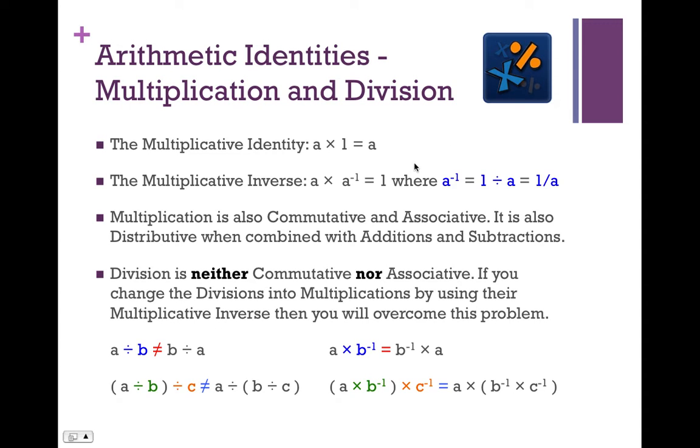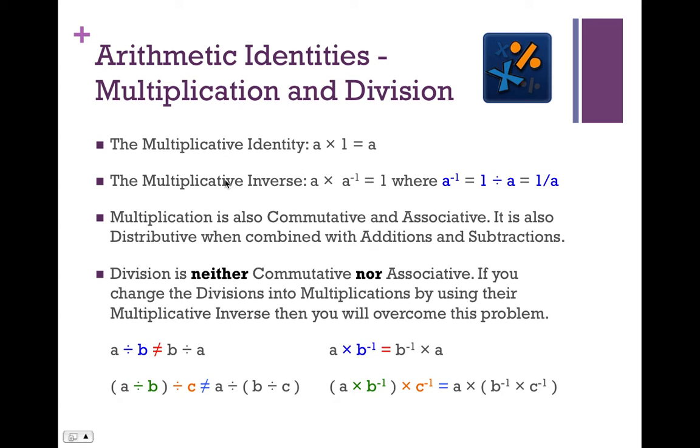To start with, the multiplicative identity is 1. Any number we multiply by 1 won't change what that number is. So we call that the identity, the multiplicative identity.